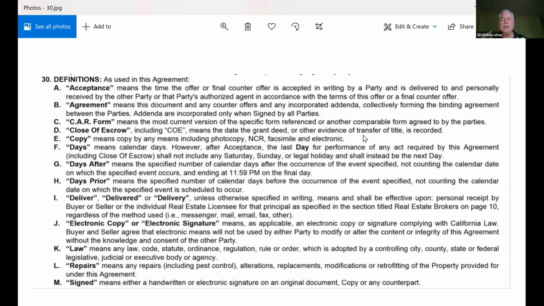Acceptance means the time the offer or final counter offer is accepted in writing by a party and is delivered to and personally received by the other party or that party's authorized agent. What do we call that? We call that delivery, right? We're going to talk about delivery again. So when was acceptance? Time periods begin at the time the offer or final counter offer is accepted in writing and is delivered personally to the other party. Okay, so now we know what acceptance means.